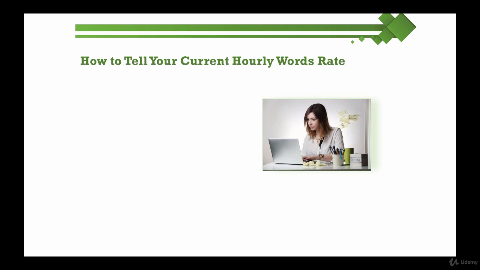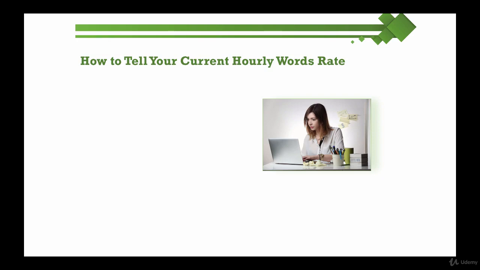The other reason it's hard to tell what your current hourly words rate is because we have all kinds of distractions and interruptions pulling our focus away. So it might have taken us an hour to write a 1-page blog, but it really would have only taken us 45 minutes or even 30 minutes if we'd been completely focused and hadn't had that coworker interrupting us or email notifications on our phone cutting into the focus that we had on that particular project.